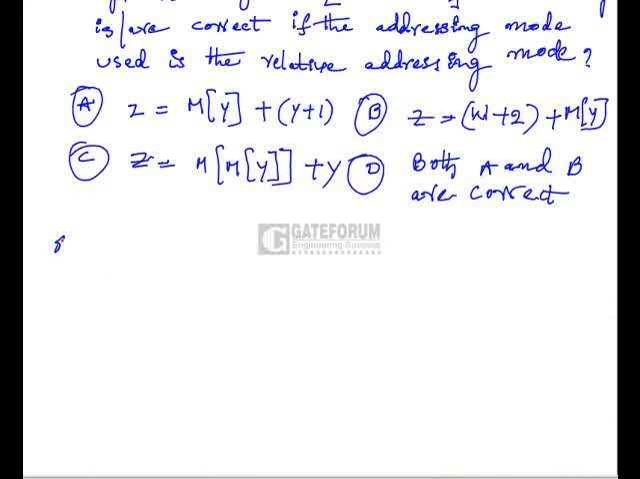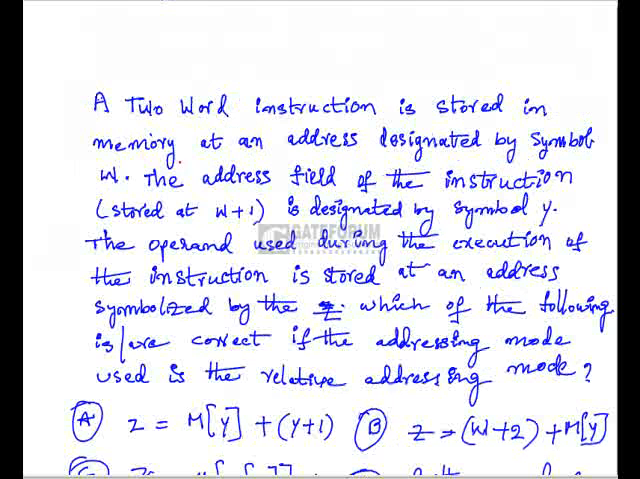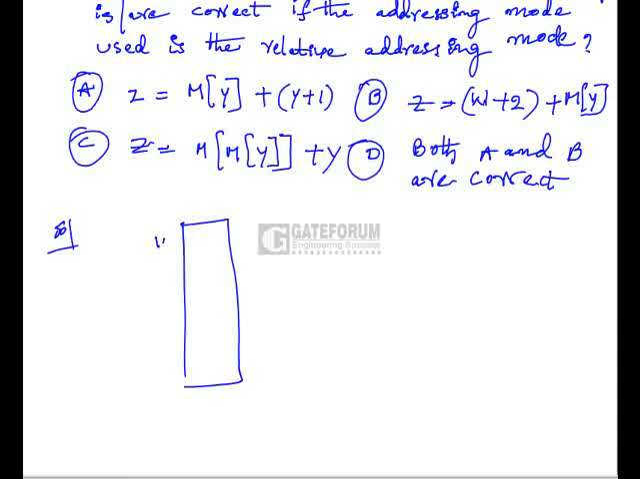So here, according to the given data, there is a two-word instruction. The first instruction, that is two-word instruction, is stored in memory at an address designated by symbol W. And then that instruction contains opcode as well as address. The address field is at W+1. So this is opcode, followed by address part. Address part is W+1 and this is symbolized by Y. So Y is nothing but W+1, both are same. Instead of saying W+1, we are saying it is Y because that is symbolized by Y.